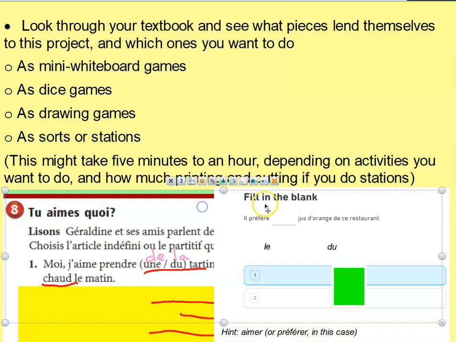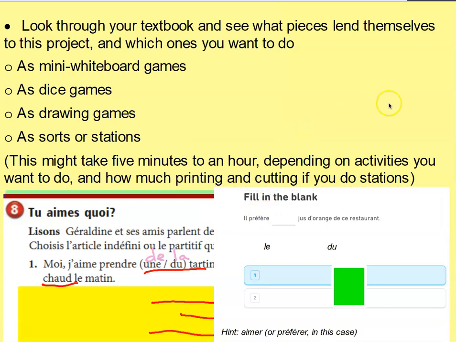It might take you 5 minutes, might take you an hour, depending on the activities you want to do, how much printing and cutting you do at stations, and how long it takes you to go through all your hundreds of textbooks. But generally, it doesn't take that long. You're a good teacher. You know what you need to do. You know what you want your students to practice, and you know how to make it fun at this point.